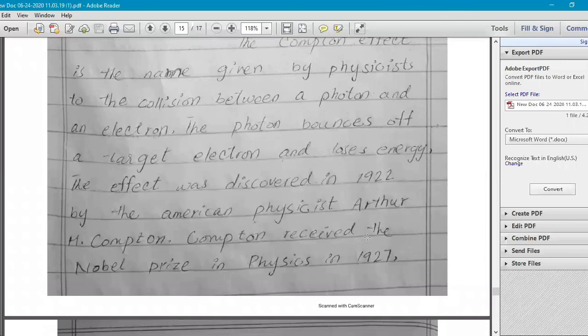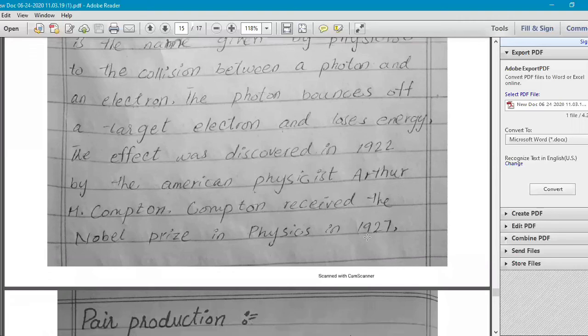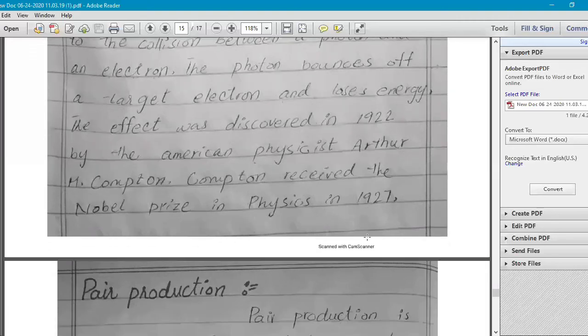Compton effect, it's basically an effect caused by the collision between a photon and an electron. The photon bounces off a target electron and loses energy. The effect was discovered in 1922 by the American physicist Arthur H. Compton.